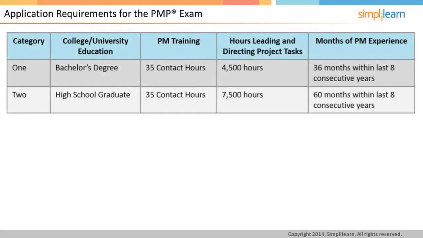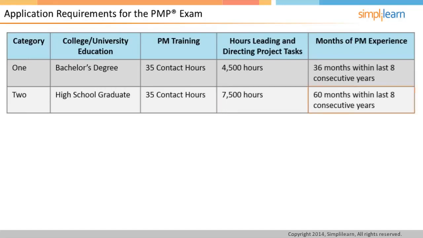The PMI-PMP certificate is an experience as well as knowledge-based certification. This means certain prerequisites are to be met in order to be able to apply for this certification. The prerequisites depend upon a person's formal education. As shown in the table, a professional needs to have at least 4,500 hours of project management experience, along with a bachelor's degree. A professional whose highest formal education is a high school degree will require 7,500 hours of project management experience. The experience of 36 months within last 8 years in the table implies that those 4,500 hours of project management experience should have happened within the last 8 years prior to the application.